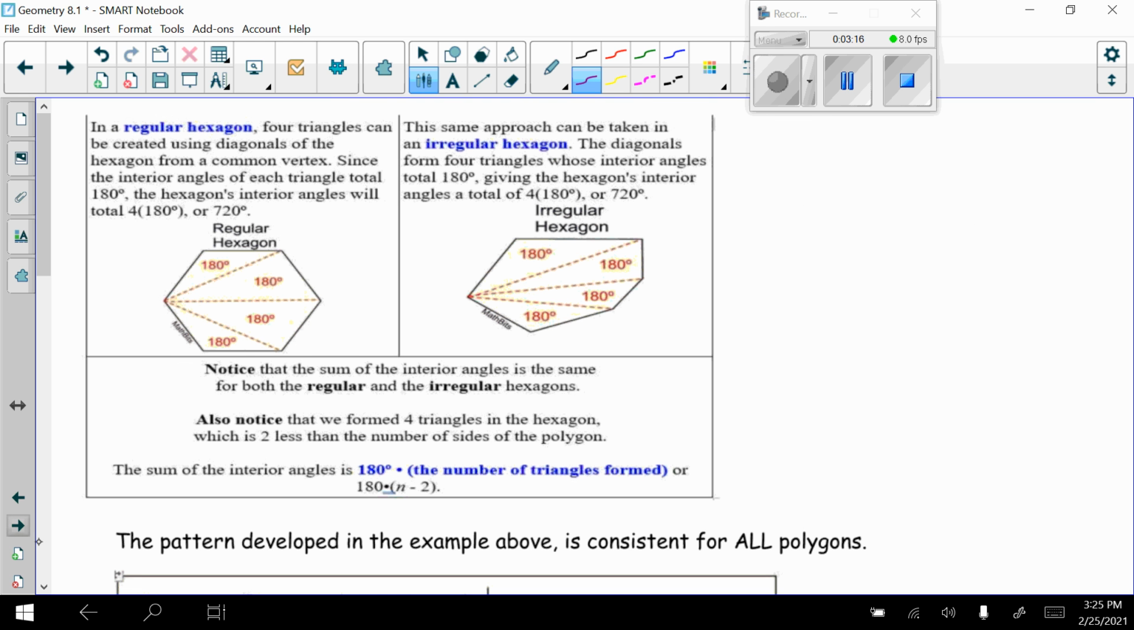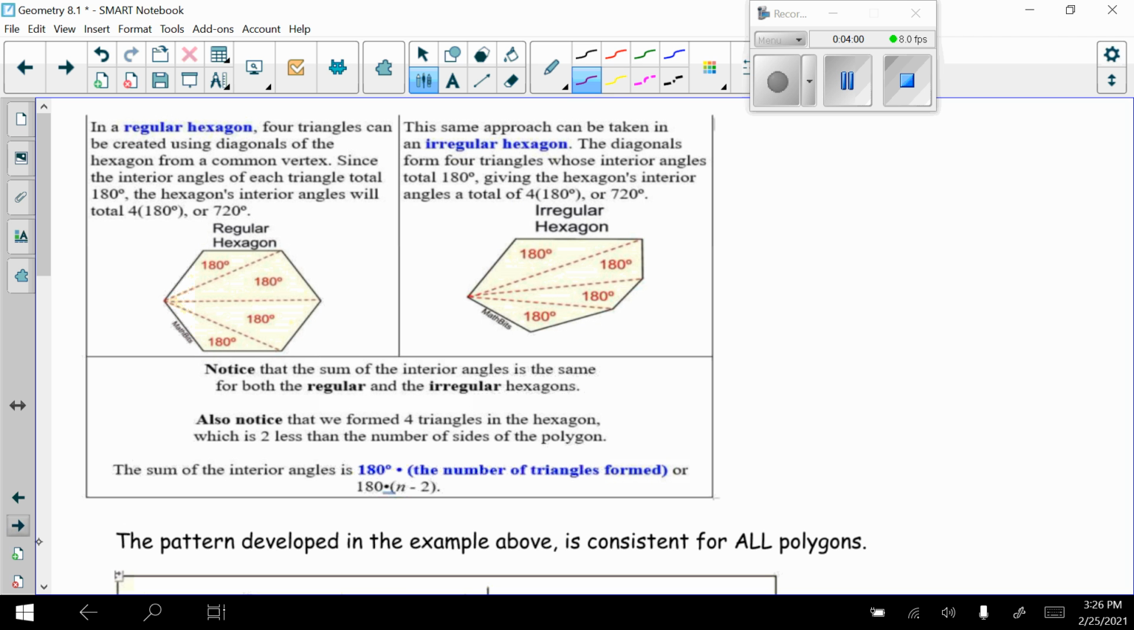So in the back, we're going to take a look at that. In a regular hexagon, 4 triangles can be created using diagonals of the hexagon. So we would do 4 times 180 degrees and get 720 degrees. The same approach can be taken if it's an irregular hexagon. We still would draw diagonals, get 4 triangles. 4 times 180 is 720 degrees. Notice that the sum of the interior angles is the same for both regular and irregular. Also notice that we formed 4 triangles in the hexagon, which is 2 less than the number of sides of the polygon. The hexagon has 6 sides. We were able to form 4 triangles. That is going to hold true for every single polygon.